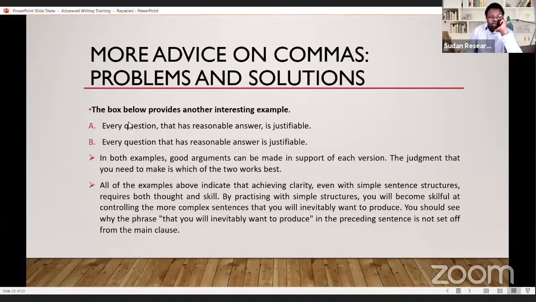So more advice on that as well. In the example provided in this box, every question that has a reasonable answer is justifiable. So you can use the commas or you can omit them as well. In both examples, good arguments can be made in support of each version. So the judgment that you need to make is which of the two works best.